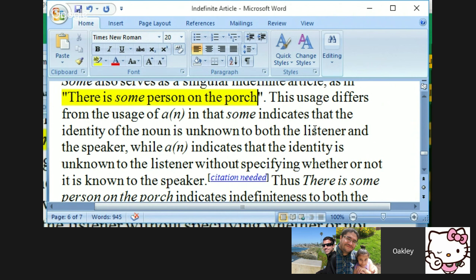The idea is similar, but not quite the same, because "some" indicates that the speaker doesn't know and the listener doesn't know. Usually, of course, in normal use of "a" or "an," the speaker always knows what he's talking about, the nouns he's introducing. And he decides if the listener does or does not know. That helps him choose his article or no article. Using "some" means that the speaker doesn't know either. There's some person on the porch, the speaker doesn't know who it is, and he assumes the listener doesn't know who it is.